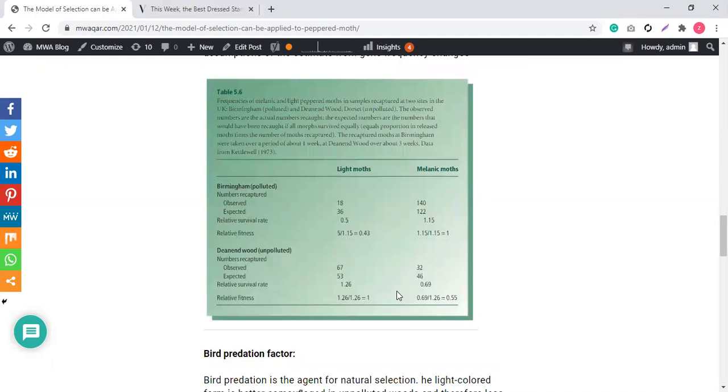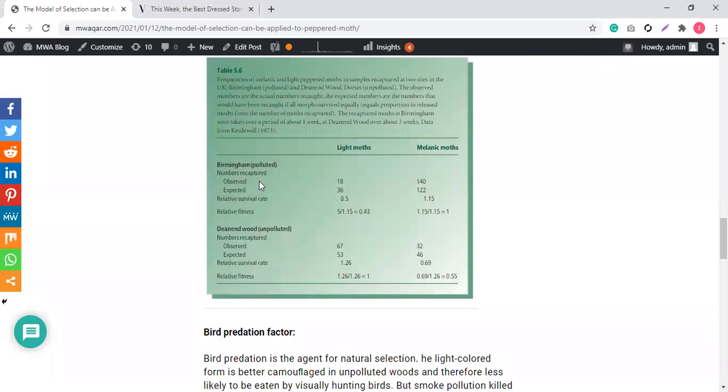I wanted to show this experiment also. This is what light moths were observed, 18, and melanic moths, 140, in Birmingham. Obviously, it is polluted and the melanic form is more present and more dominant. What are the expected results? Light moths should be 36 and the melanic form should be 122, meaning more. In both forms, the melanic form should be more and the light form should be less.